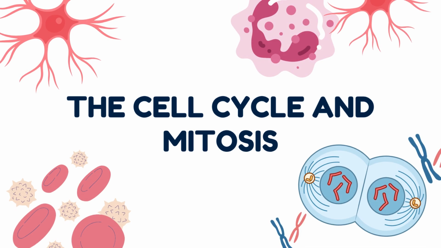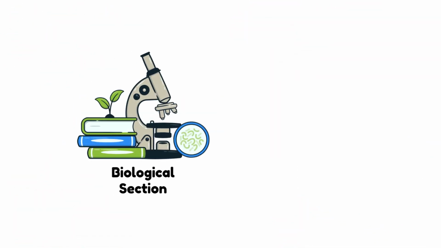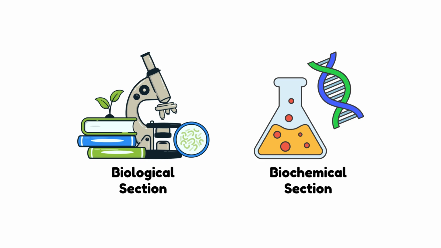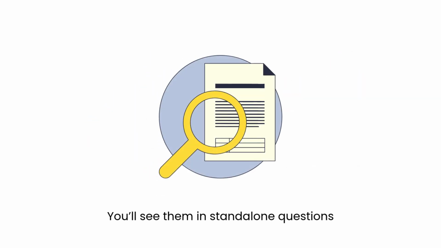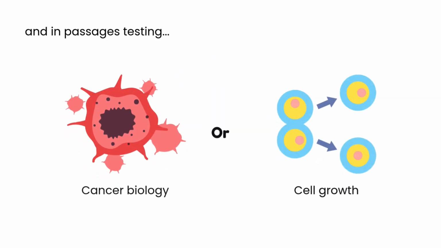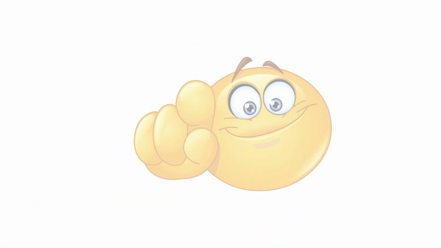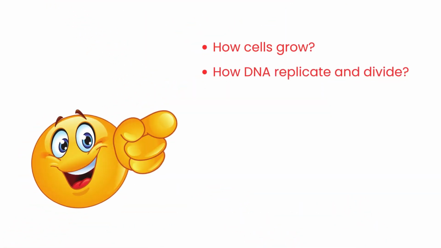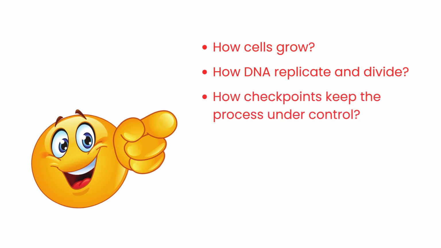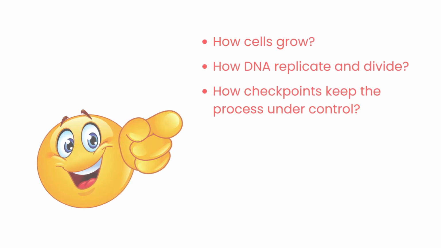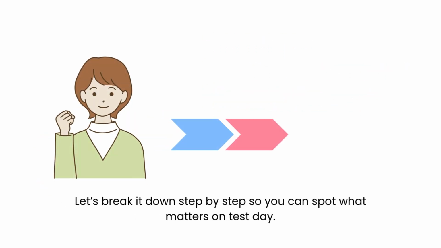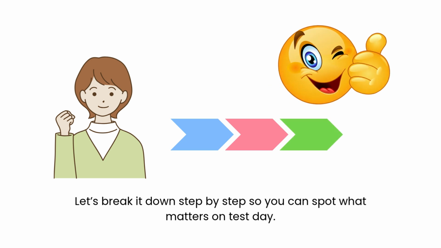The cell cycle and mitosis show up in the biological and biochemical foundation section of the MCAT. You'll see them in standalone questions and in passages testing cancer biology or cell growth. The exam doesn't want memorized trivia. It wants you to understand how cells grow, how DNA replicates and divides, and how checkpoints keep the process under control. Let's break it down step by step so you can spot what matters on test day.